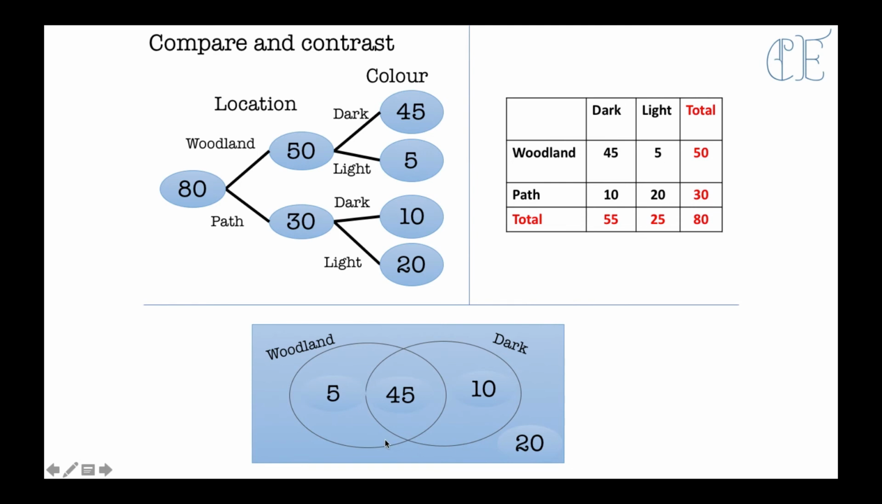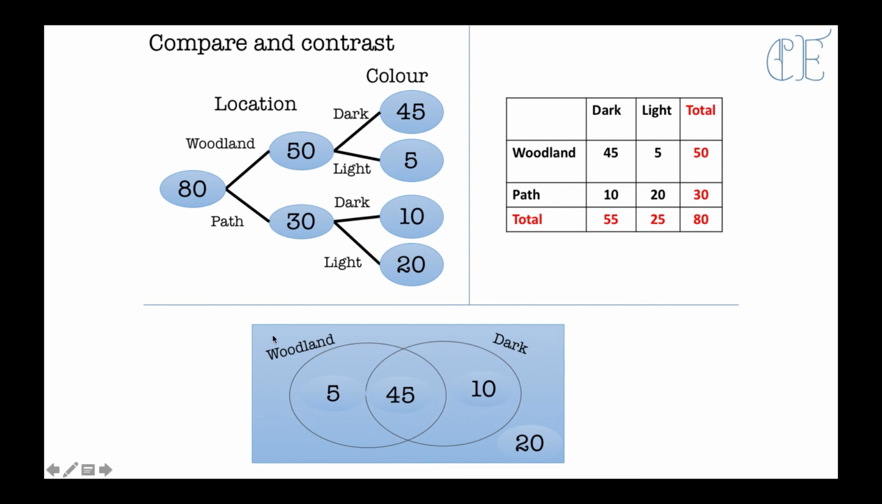So we know that 45 said it was dark and went to the woodland. So if 45 said it was dark and went to the woodland, we need to put 45 in the middle. Okay. Then we have people that went to the path and said it was dark, okay, but didn't go to the woodland. They didn't go to the woodland, so we have to put 10 in there. And then the people that went to the woodland but said it was light is 5, so we put that in there, okay. And then we have our 20 others down here from this bit.